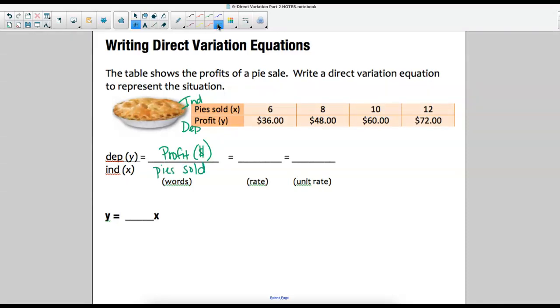So if I look at this, it's money per pie. Right? The fraction bar just means the word per. So it's profit per pie. Okay, I could pick any one of these points. I'm going to pick this one because it's really easy numbers to work with. The money goes on the top, 60 over 10. What's the unit rate then? 6 over 1. What does that mean in terms of this problem? That means what, Abby? $6 per pie.